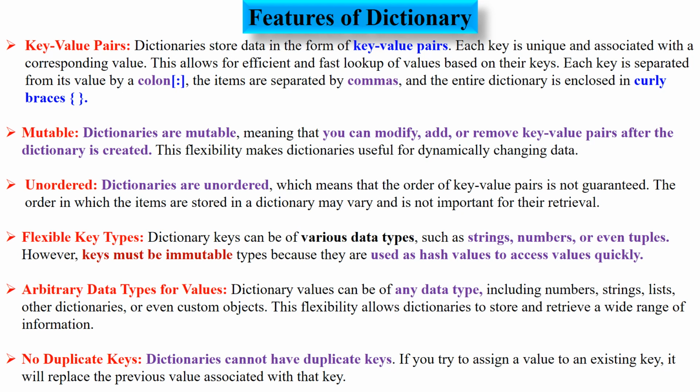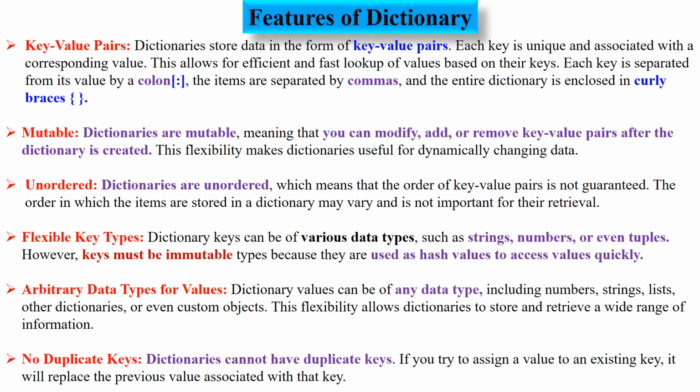Arbitrary data types for values. Dictionary values can be of any data type, including numbers, strings, lists, other dictionaries, or even custom objects. This flexibility allows dictionaries to store and retrieve a wide range of information.